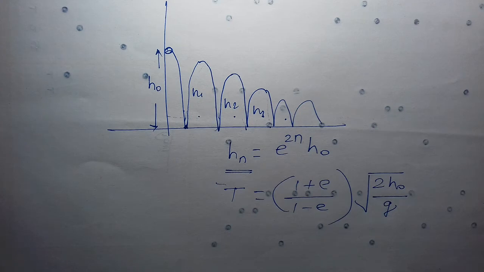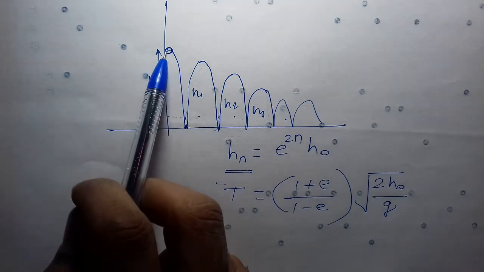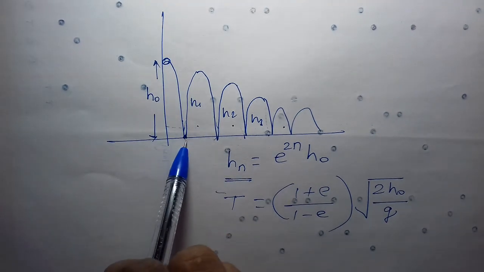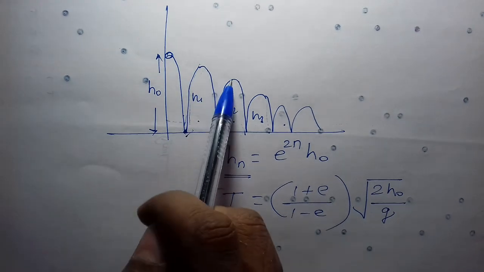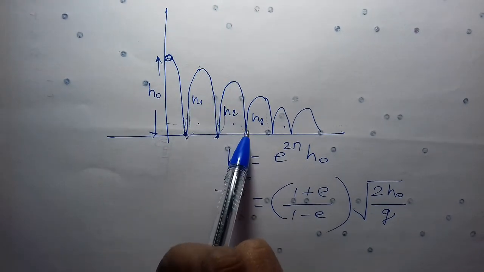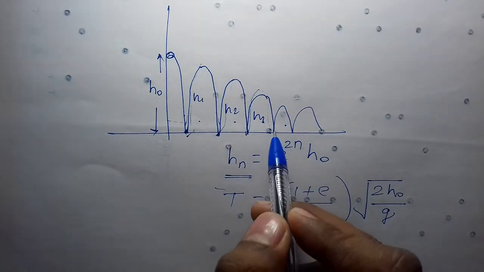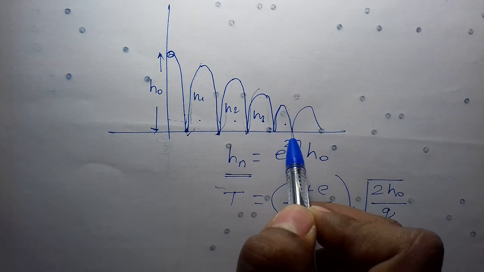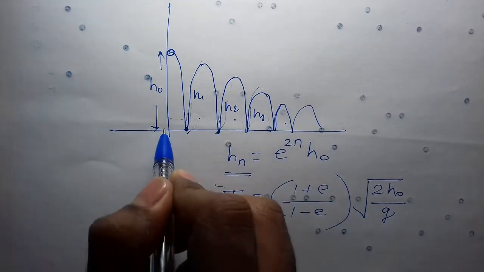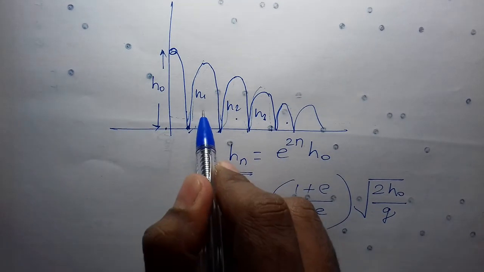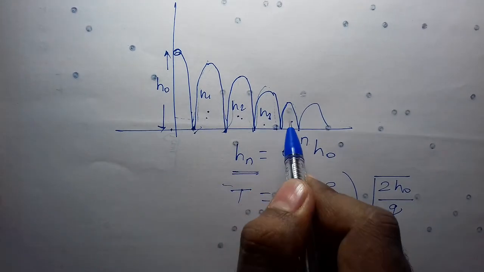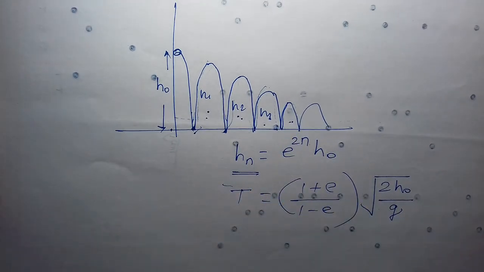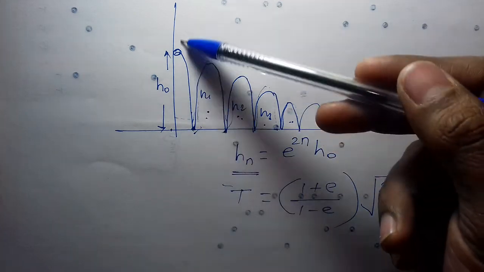Then the total distance travelled by the ball. This distance is h naught. Then the ball travels h1 and h1 again, then h2 and h2, then h3 and h3, then h4 and h4. So total distance is what? H naught plus 2h1 plus 2h2 plus 2h3 plus 2h4. This is the total distance travelled by the ball in the vertical direction.